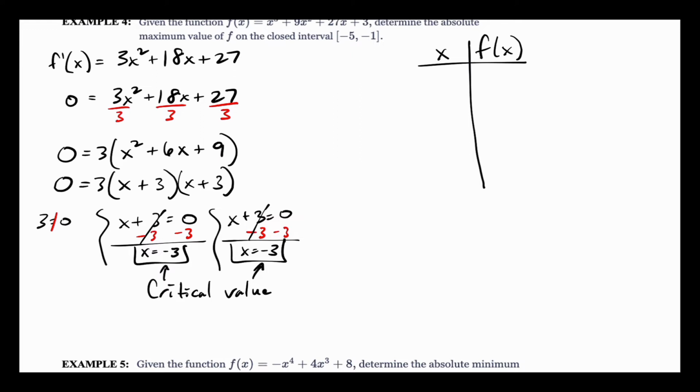It's not the first derivative test. On the table, I'm going to check 3 things. First thing is the beginning of the interval. Where's the beginning of the interval? Negative 5. So I'm going to check that. I'm going to check the end of the interval, negative 1. And any critical values. In this case, I only have 1.